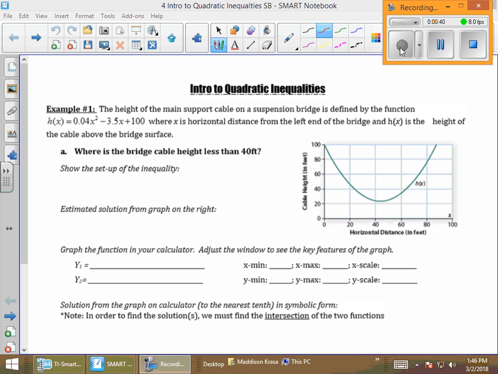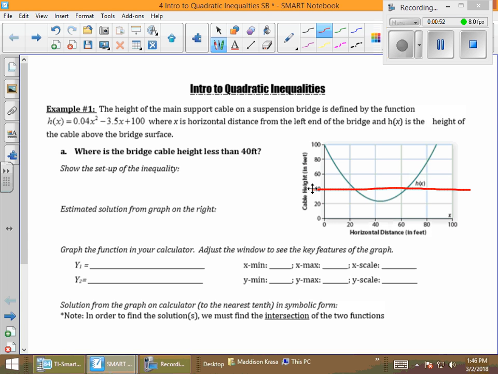So can it be 40 feet? That's my first question. Can it be 40 feet? Does it say less than or equal to? No. No, it says less than. Okay, so we want it to be 40 or less. We're going to draw a horizontal line at y equals 40.